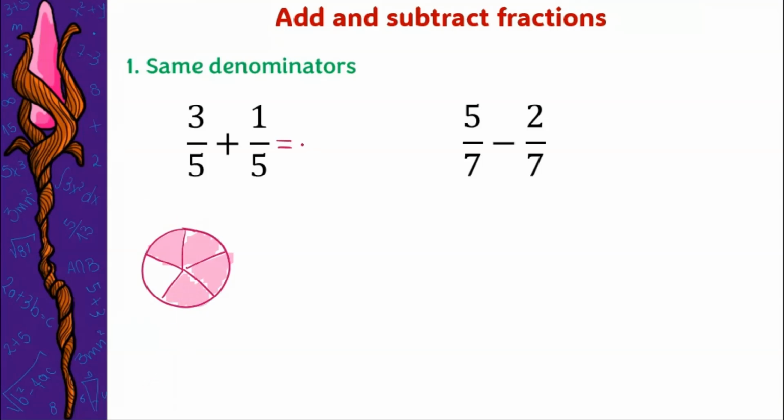That means the only thing you need to do is to leave the same denominator and you just operate the numerators. 3 plus 1 is 4. And that's how you are going to get the 4/5. In the case of the subtraction is something similar.